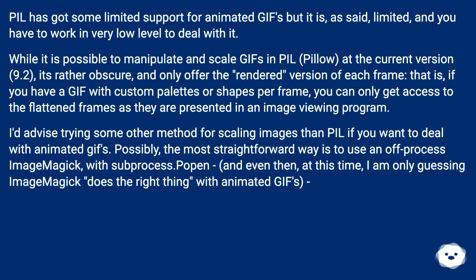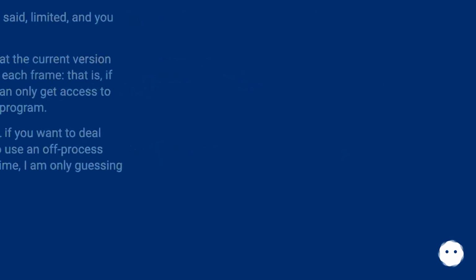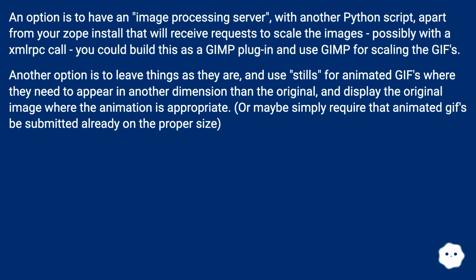Possibly the most straightforward way is to use an off-process ImageMagick with subprocess.Popen. And even then, at this time, I am only guessing ImageMagick does the right thing with animated GIFs. An option is to have an image processing server with another Python script, apart from your Zope install, that will receive requests to scale the images, possibly with an XML-RPC call. You could build this as a GIMP plugin and use GIMP for scaling the GIFs.